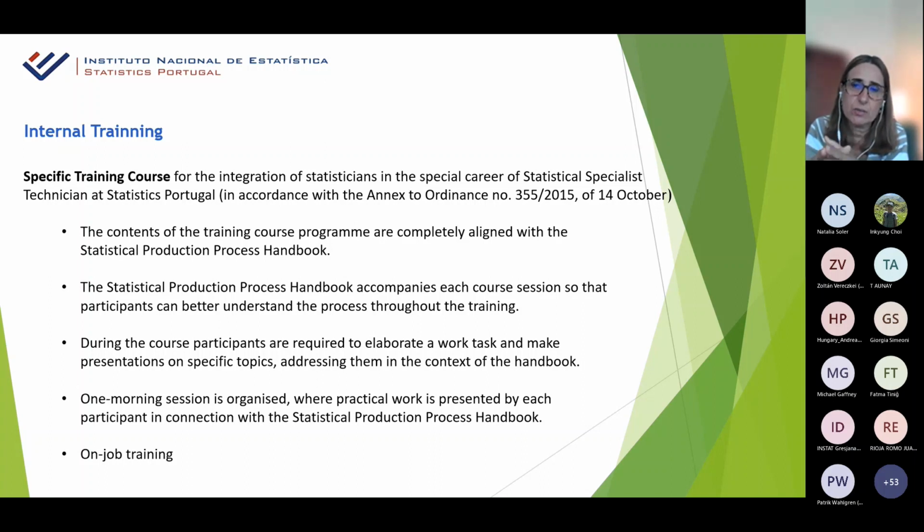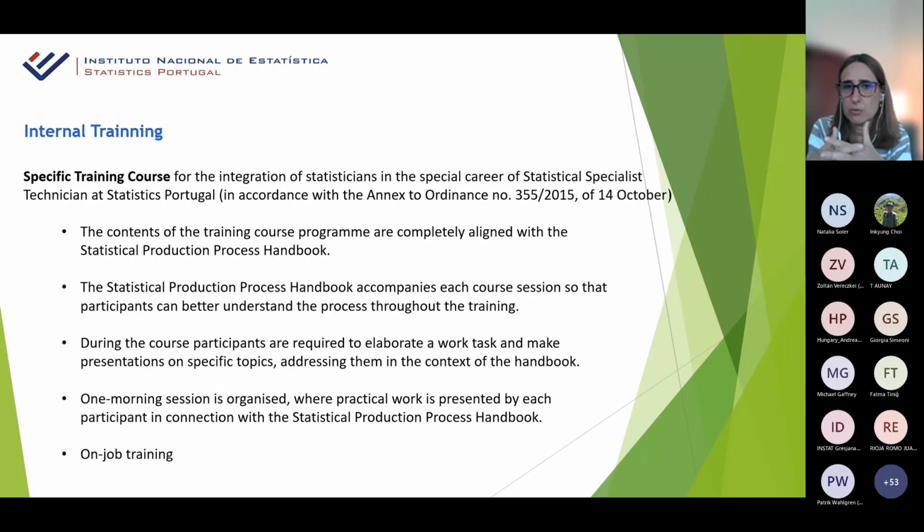And it's very important because it accompanies each course session so that participants can better understand the process through the training, of course, but also to visualize themselves in the organization, taking into account the place where they are going to work, but also the process as a whole. I mean, what are the relationships of their work with the other units as well, and all the interrelations that they have in terms of units.